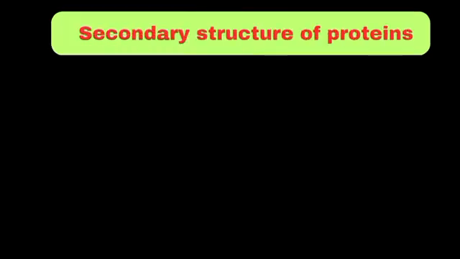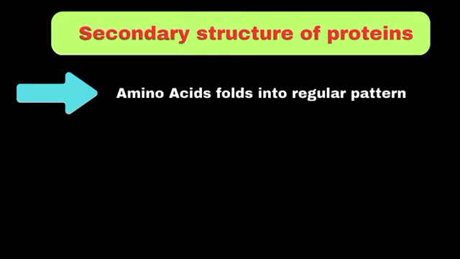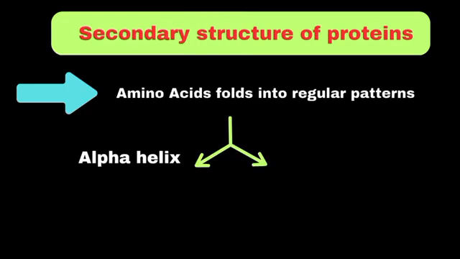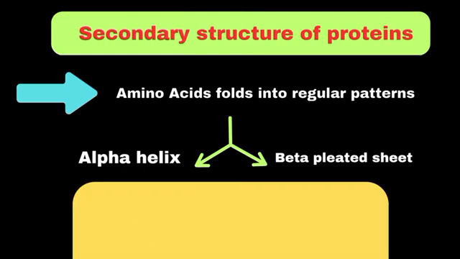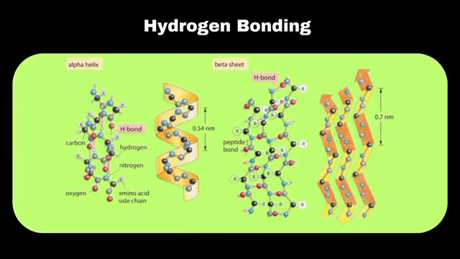The secondary structure forms when parts of the amino acid chain fold into regular patterns. There are two main types, the alpha helix and the beta pleated sheet. In an alpha helix, the chain twists into a spiral shape like a spiral staircase. The beta pleated sheet, on the other hand, forms when parts of the chain lie parallel to each other, like a folded paper fan. These structures are held together by hydrogen bonds between different parts of the chain.